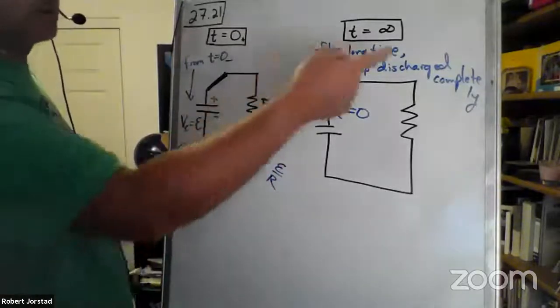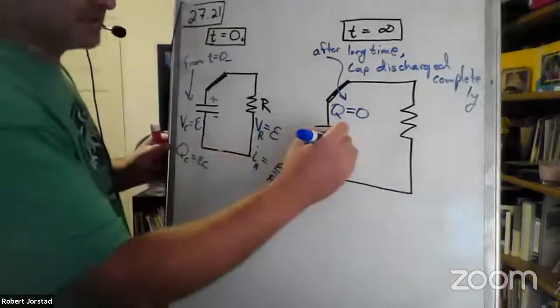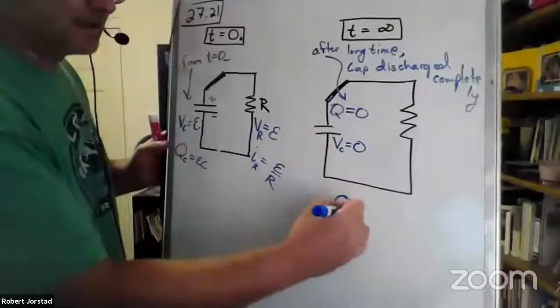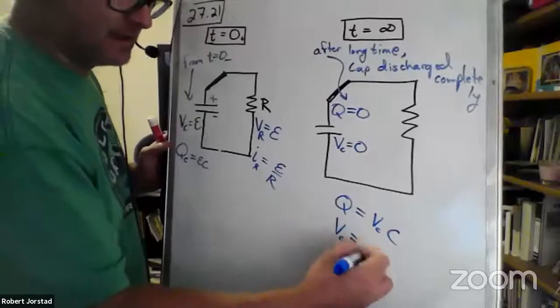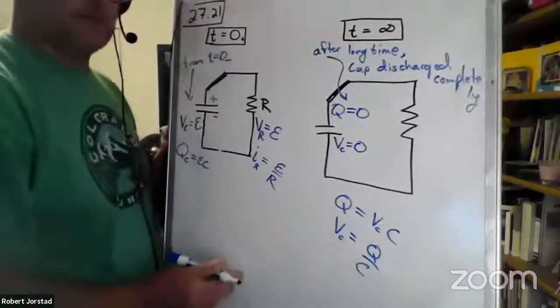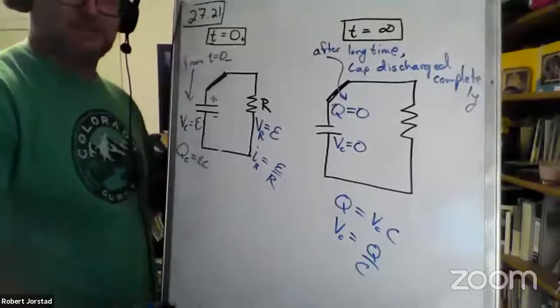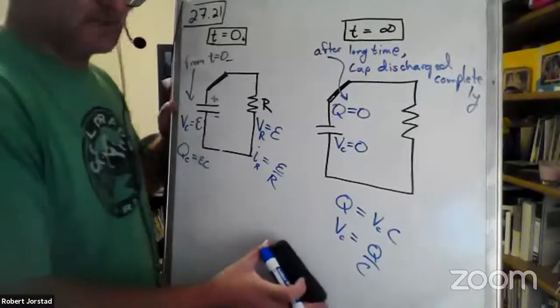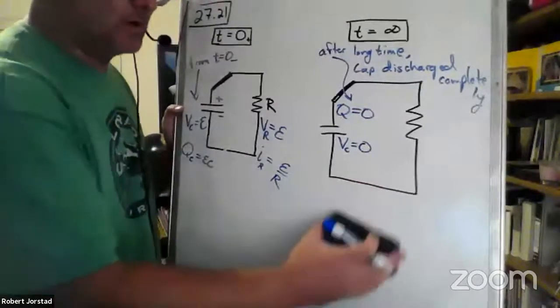Okay, so after a long time, the cap is discharged. You know there's no charge on it. What does that mean the voltage is? 0. If you have no charge, you have no voltage. Why? Q equals VC, or VC equals Q over C, right? And again, I'm dropping the deltas now because I think at this point, if you want to drop the deltas and be loosey-goosey, you can. But just know that we really mean delta V there, okay?